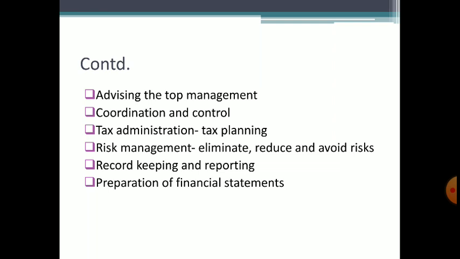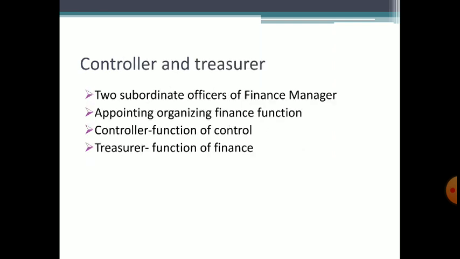The last one is preparation of financial statements. There are different kinds of financial statements. The first one is profit and loss account, balance sheet, etc. The preparation of financial statements is another important function of financial manager. These are the functions of financial manager. Clear? The next one is controller and treasurer.